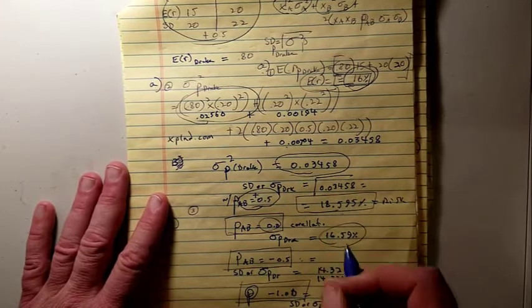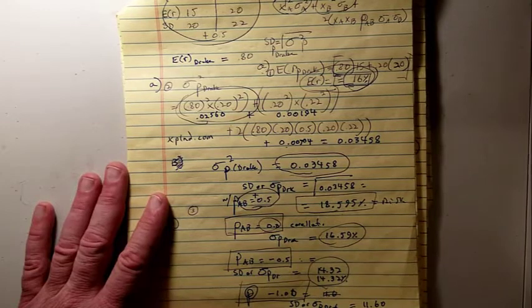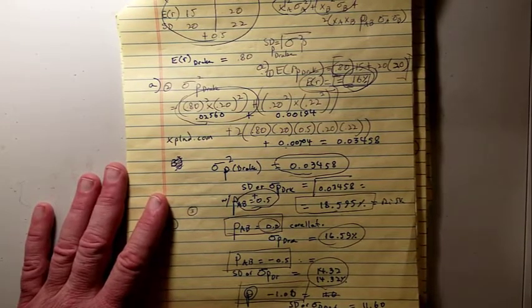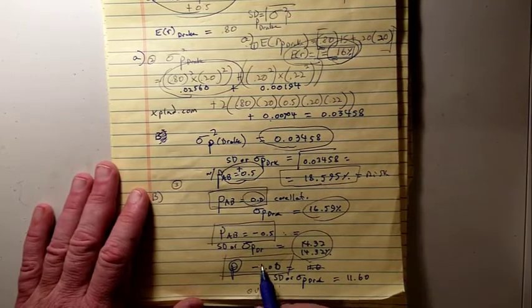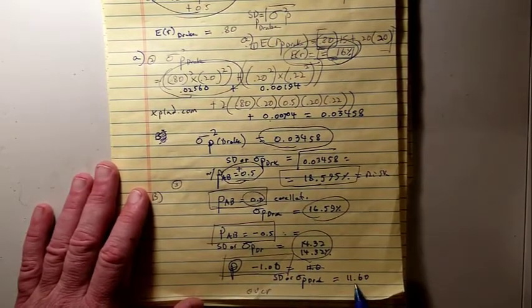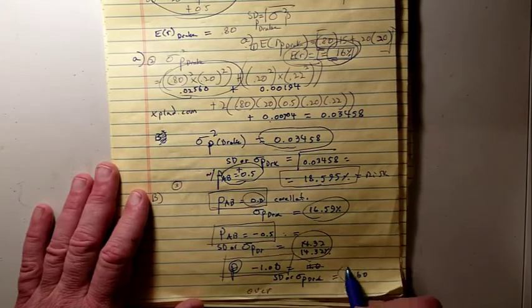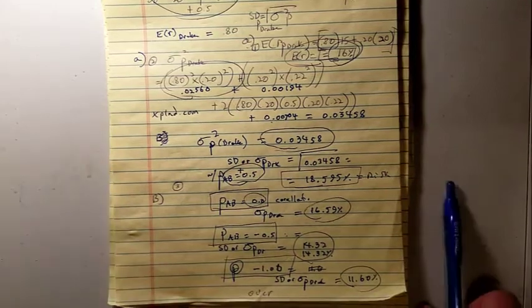These are the numbers I got: 16.59%, 14.32%, and then finally the one where A and B had a perfect -1 correlation, you would have the lowest risk possible, which is 11.60% for the standard deviation.